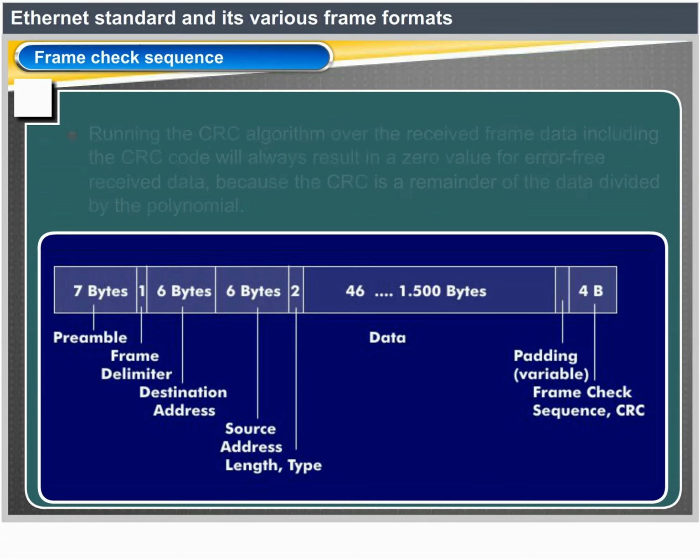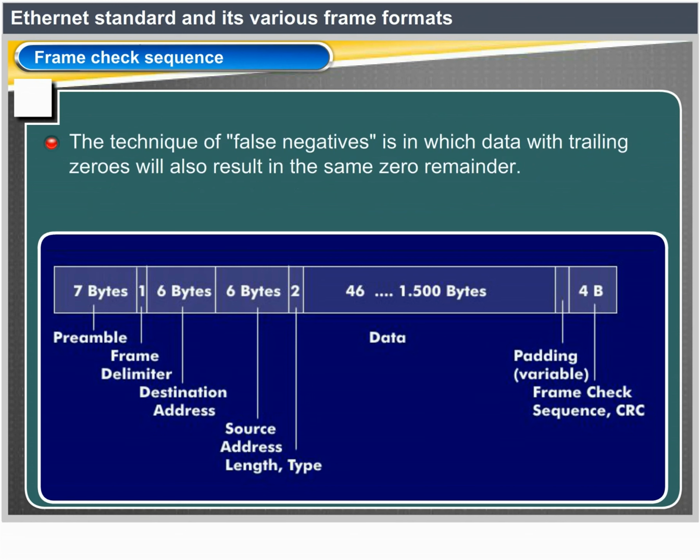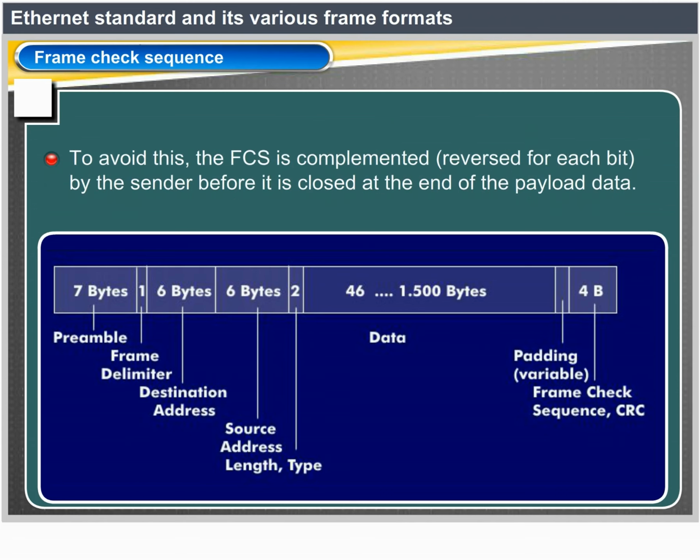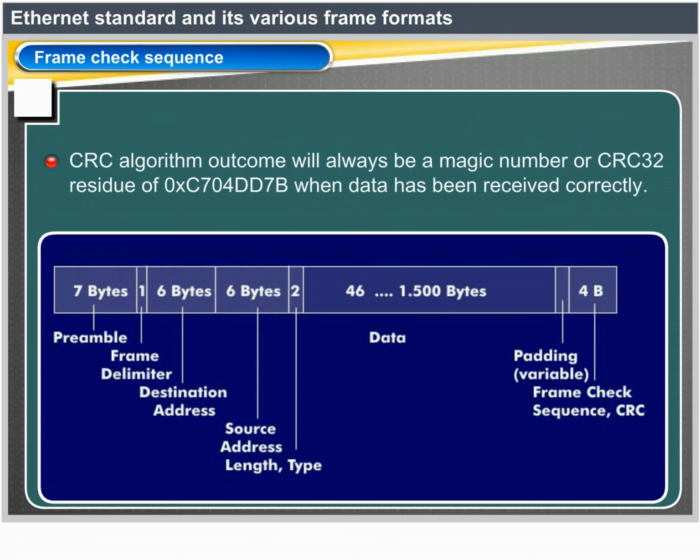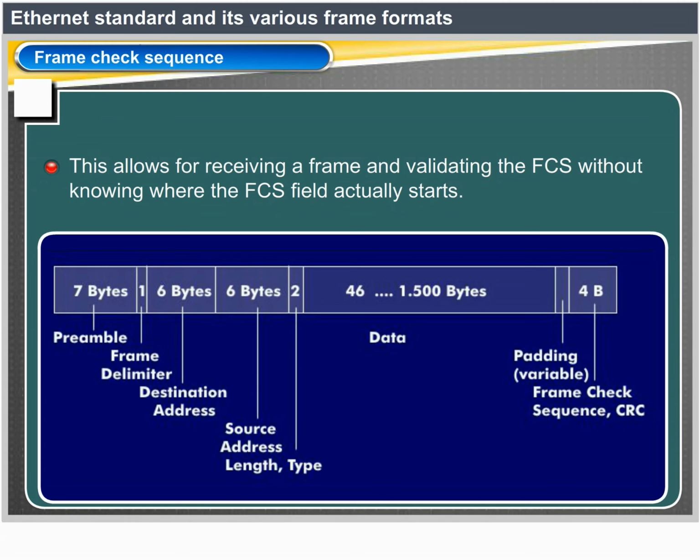The technique of false negatives is one in which data with trailing zeros will also result in the same zero remainder. To avoid this, the FCS is complemented, or reversed for each bit, by the sender before it is attached to the end of the payload data. The CRC algorithm result will always be a magic number, or CRC32 residue, of 0xC704DD7B when data has been received correctly. This allows for receiving a frame and validating the FCS without knowing where the FCS field actually starts.